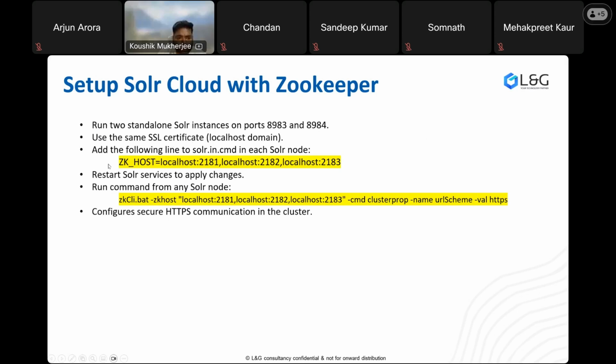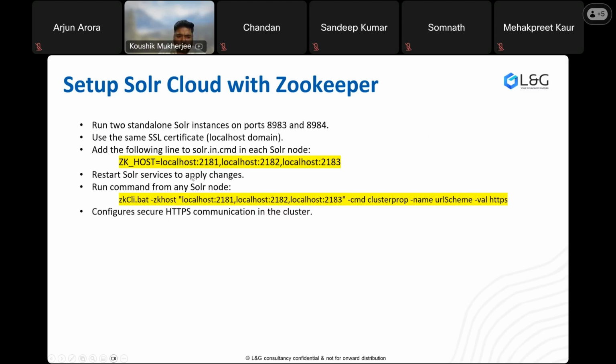And the following configuration must be there within solr.in.cmd. You all know that Solr has a configuration file, solr.in.cmd, so there we need to add it. We'll show you where: ZK_HOST. We need to provide the Zookeeper port. Zookeeper is also running on localhost with these port IDs, so you need to provide that.